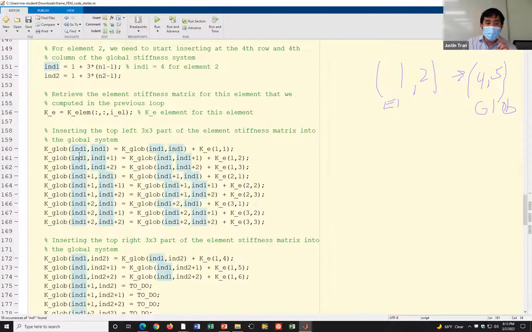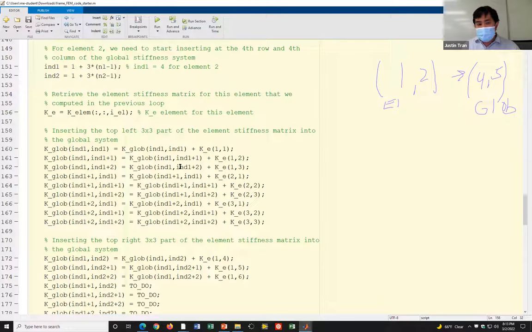And so we can't just say 4 and 5 here. Okay. Because that's only going to work for one particular element. And we want this code to work for all the elements, at the same time as we loop through all of them, okay? And so that's why I did everything in terms of INDs.